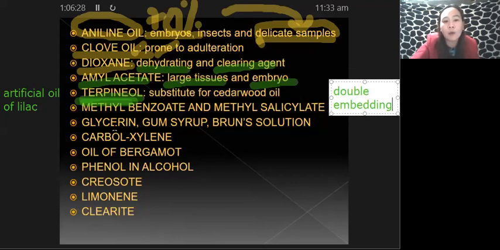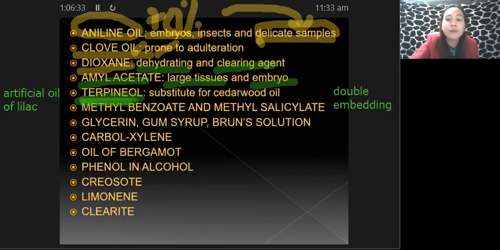Okay, and of course we have our clearing agents only. So we have glycerin, gum syrup, bronze solution. So again, if the clearing process is performed directly from water, so if you are going to clear your tissue samples from water, that means no dehydration is involved. So you can make use of glycerin, gum syrup, and bronze solution. Again, what is the purpose of using these three? They serve to improve the refractive index of your sample without dealcoholization.